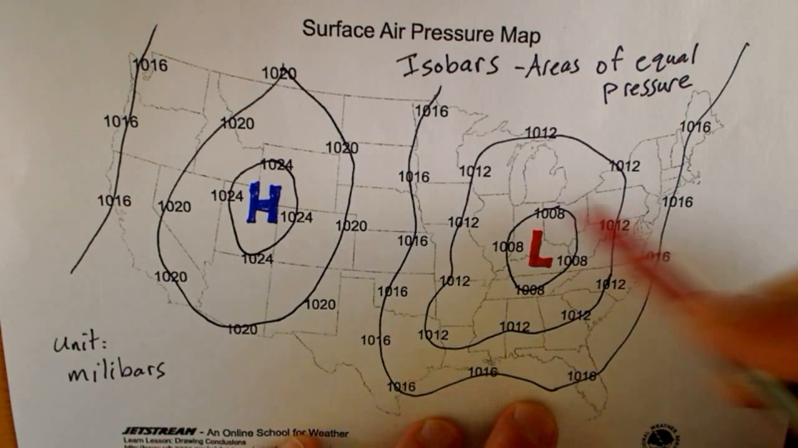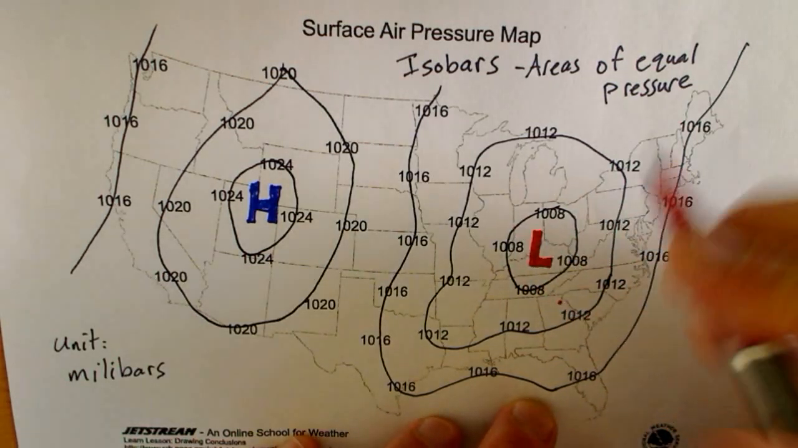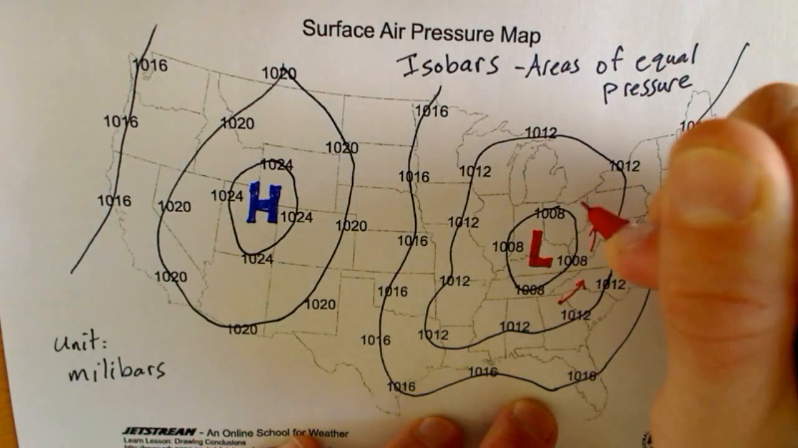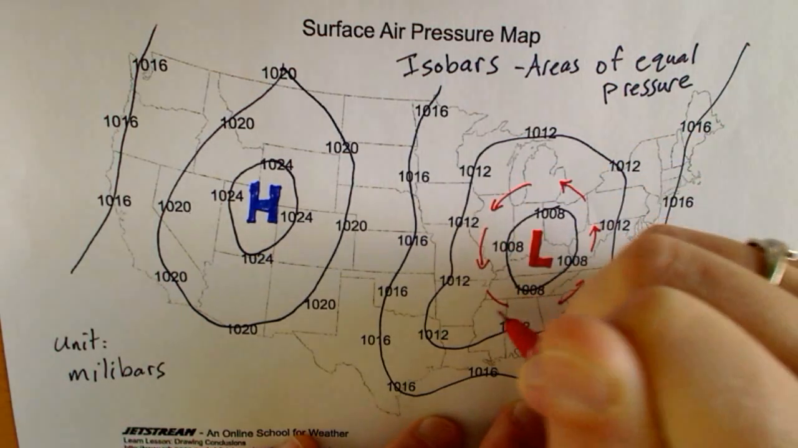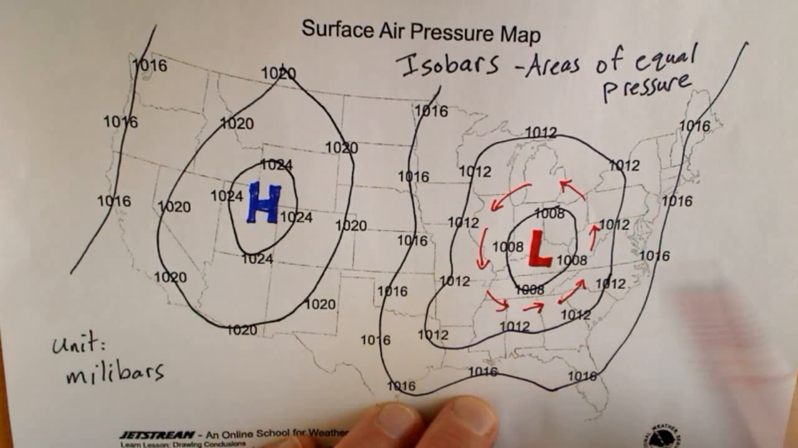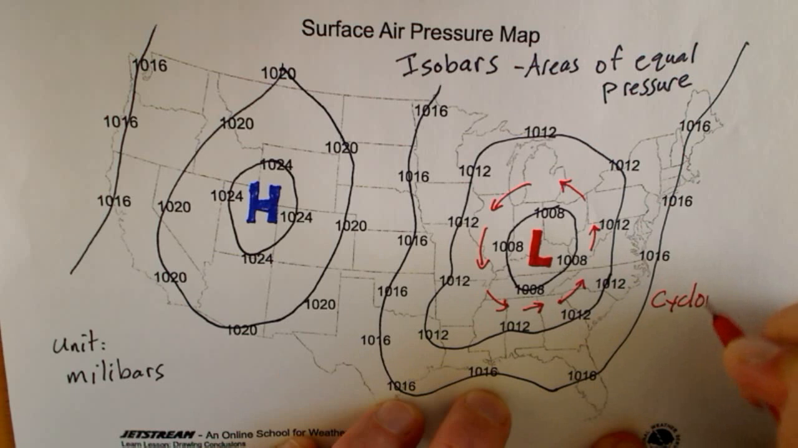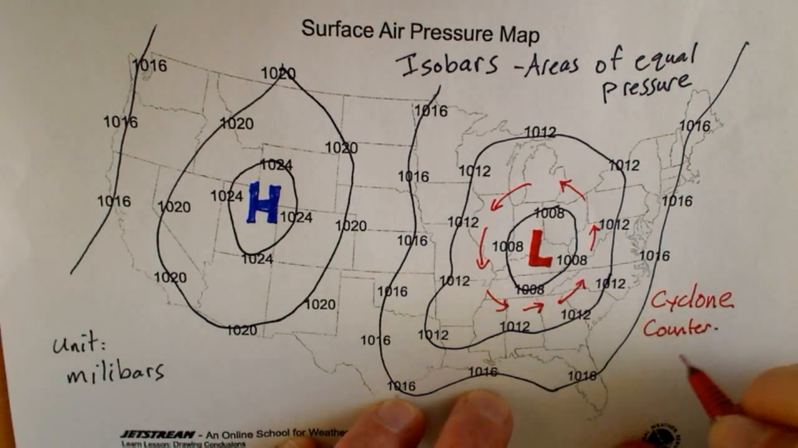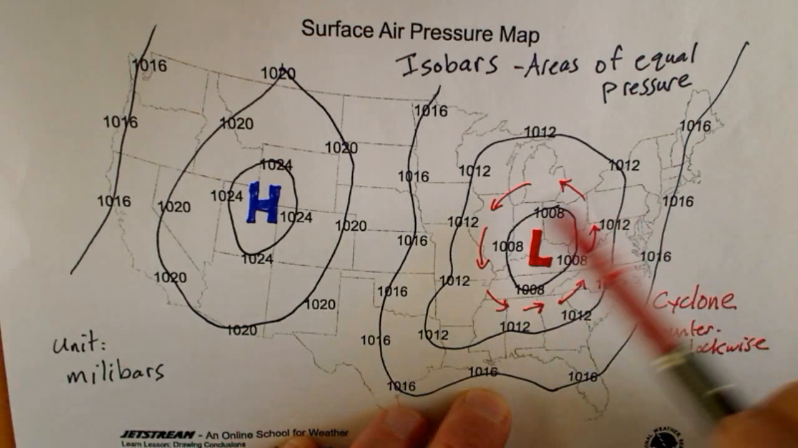And which direction is it rising? Thinking back to those winds, low pressure rises in a counterclockwise manner. Do you remember that? It's spinning up counterclockwise. So please add arrows counterclockwise. And we call this a cyclone. So a cyclone goes counterclockwise. So this cyclone is going counterclockwise.